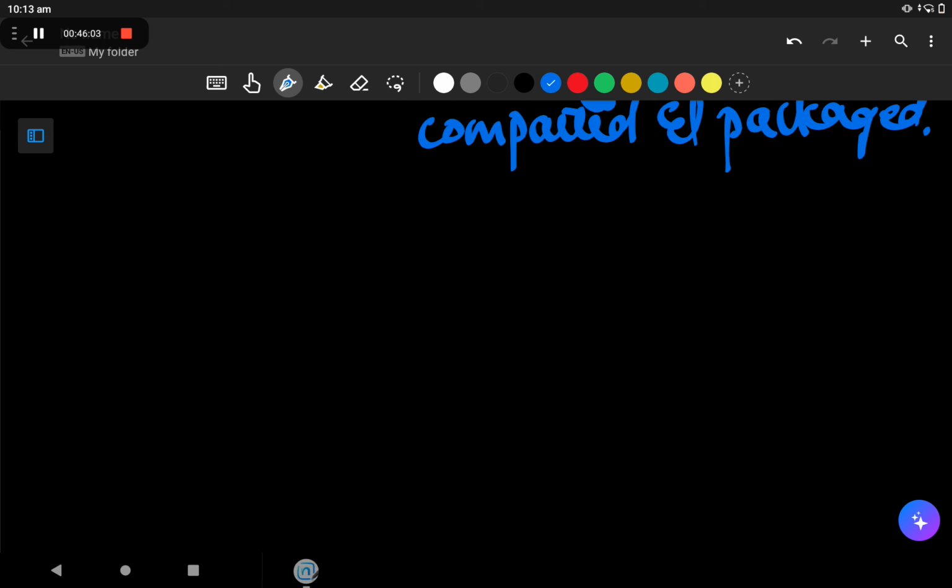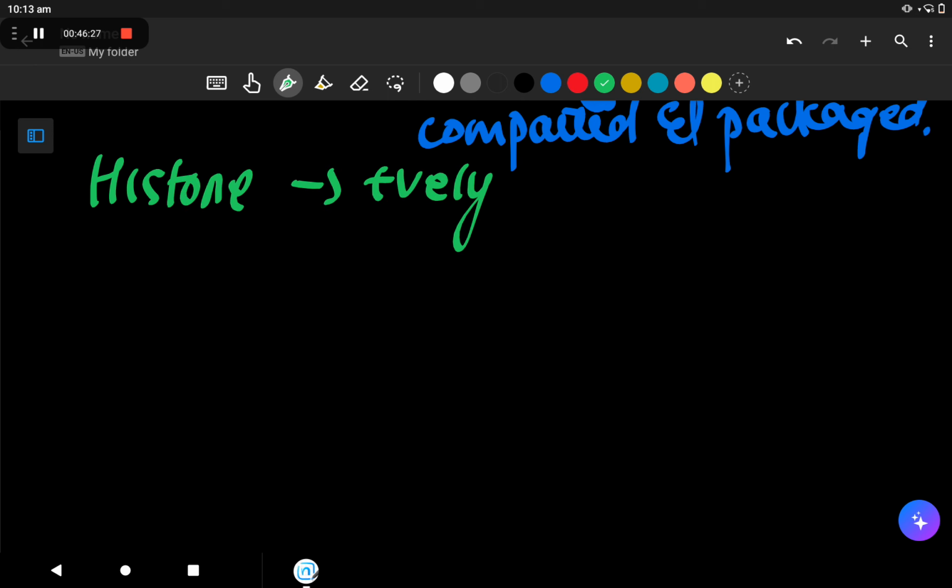Histones are positively charged proteins which are rich in basic amino acids like lysine and arginine. This helps in binding to the negatively charged DNA backbone. There are 5 types of histone proteins: H1, H2A, H2B, H3, H4. So basically, histones are positively charged proteins, and they are surrounded by DNA, which is negatively charged.